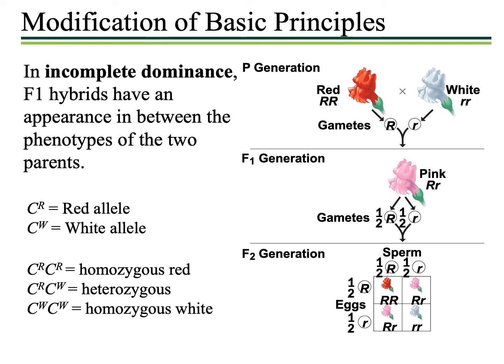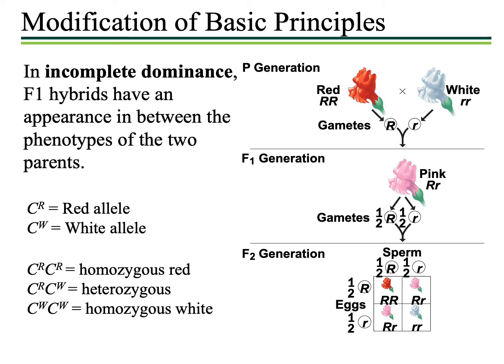So the first example is seen on this slide. It's referred to as incomplete dominance. With incomplete dominance, the F1 hybrids, that means the F1 offspring, have an appearance that is in between the phenotypes of the two parents involved in the cross. So let's look at the example on the right. What you see in the parental generation is a red snapdragon flower that is true breeding for the red color, and a white snapdragon flower, which is true breeding for the white color.